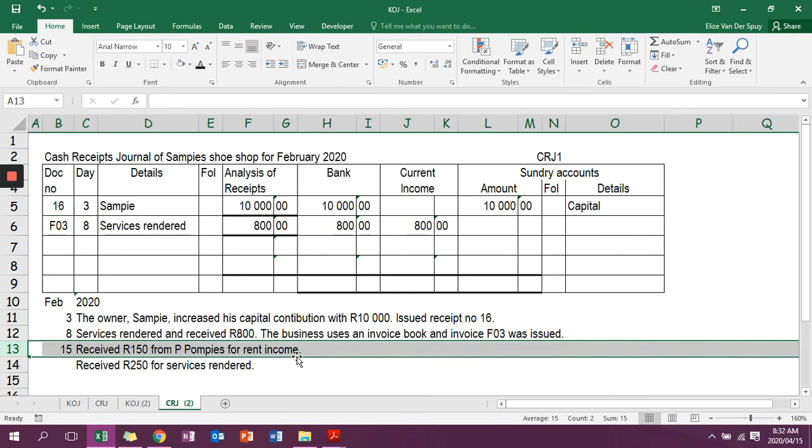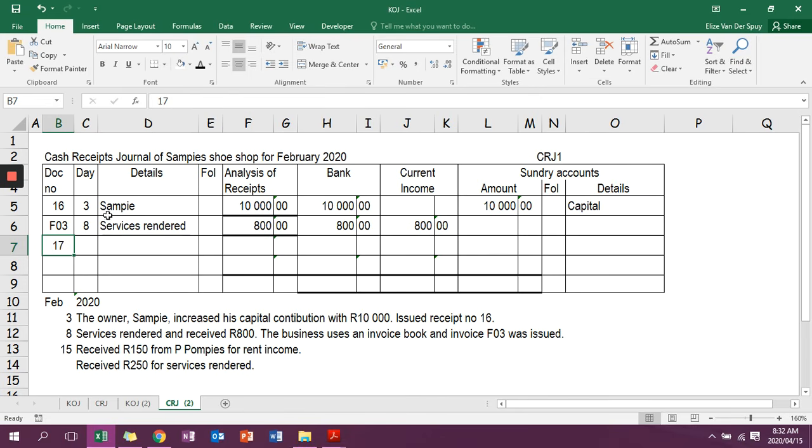Alright, so they do not give us a document number, but when we have something specific like rent income, we are going to issue a receipt. And that is something that you need to know. So the previous receipt number was 16, so now we're going to use 17. This is on the 15th. We received money from Pierre Pompies, so it's Pierre Pompies. It was 150 Rand, and it's not all the money for the day, so I'm not going to draw a line yet. But what was this 150 for? It was for rent income.